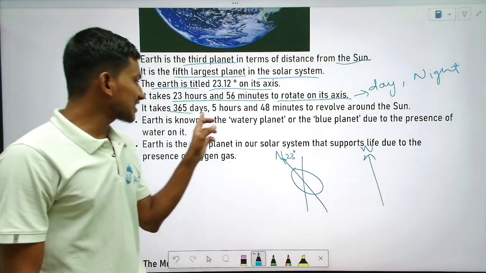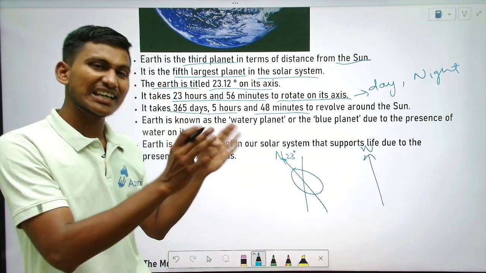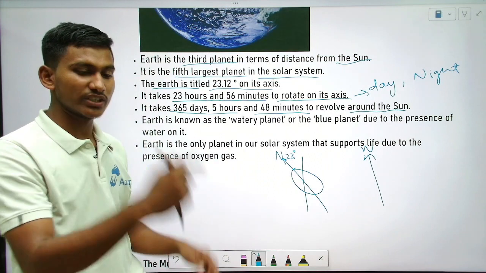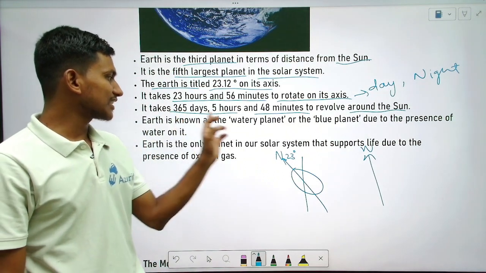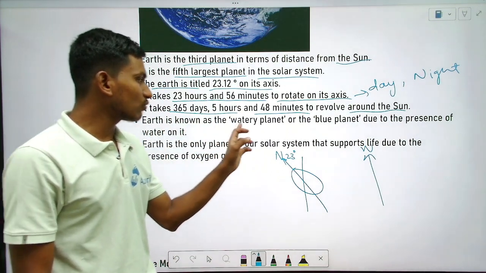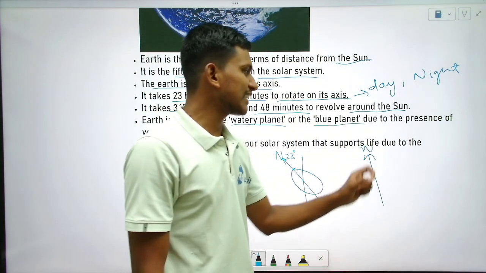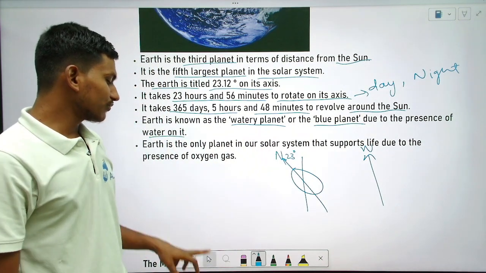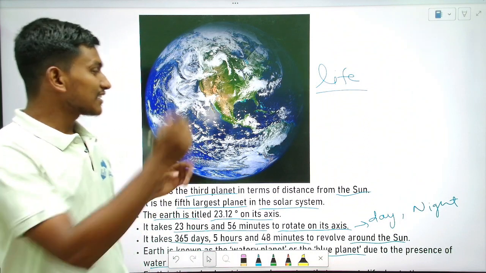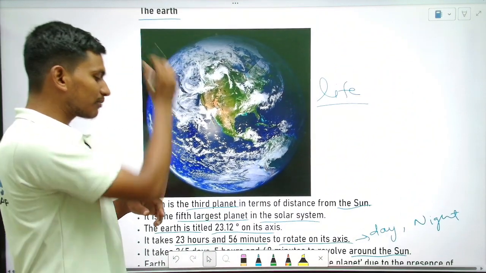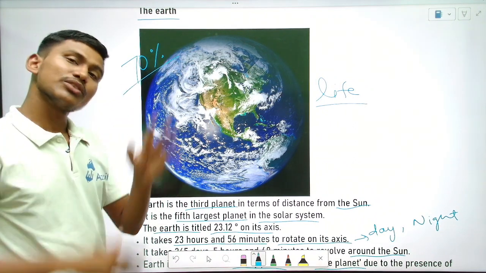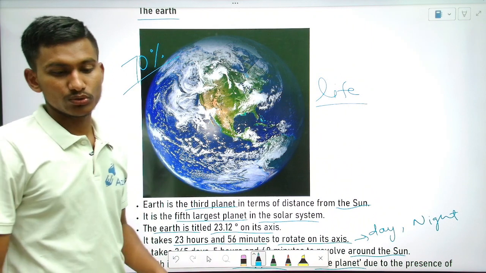It takes 365 days, 5 hours and 48 minutes, nearly around 6 hours, to revolve around the sun. That is revolution. Around the sun it takes 365 days, 5 hours, that is nearly 6 hours, you can remember. So Earth is known as the watery planet or the blue planet. Why? Because of the water. If you see from the sky, it looks blue, as 70% of the Earth is covered by water.